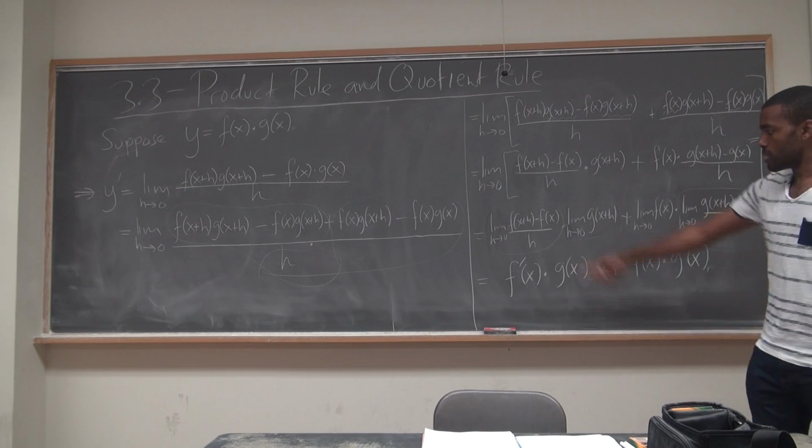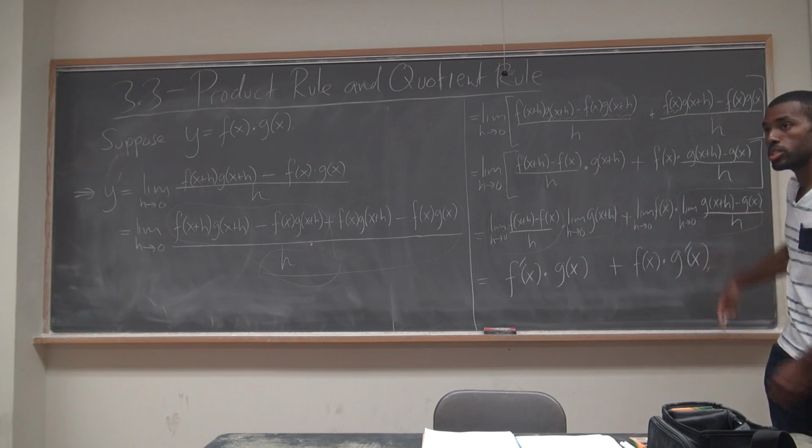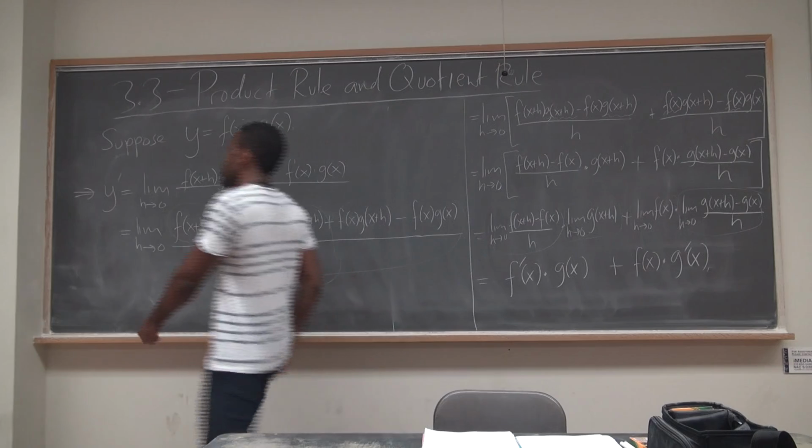So look at what it ends up being. F prime times g plus f times g prime. This is known as the product rule.